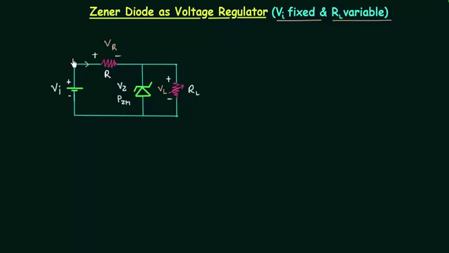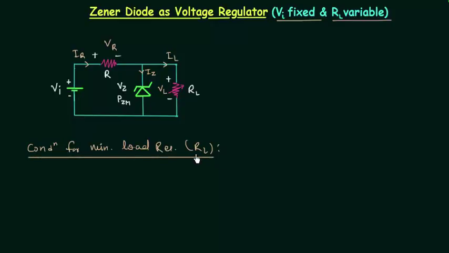Let's say current in this branch is IR, current in this branch is IL, and current in this branch is IZ. IZ is the Zener current, and we have to find out condition for minimum load resistance RL. This is what we have to find. And when load resistance is minimum, voltage across Zener diode is equal to Vz, because this is the boundary condition and we want to turn on Zener diode. It will turn on when voltage across the Zener diode is equal to Vz, and this is the condition when the load resistance is minimum.